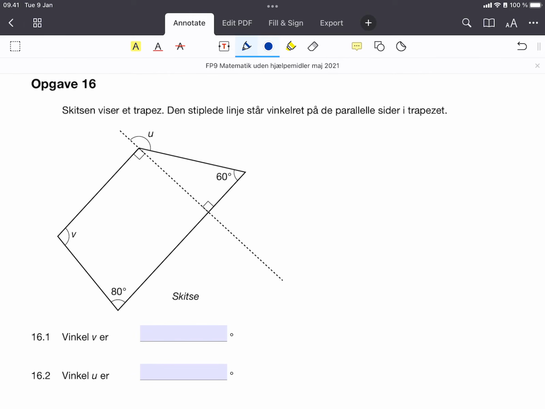Okay, exercise 16. The sketch shows a trapezium, not drawn to scale, so don't go trying to measure any of the angles. The dotted line is right angled to the parallel sides of the trapezium. So the trapezium's got 2 parallel sides. That's what makes it a trapezium. And the dotted line is at 90 degrees, right angled to that. Okay, so let's try and fill in some information here.